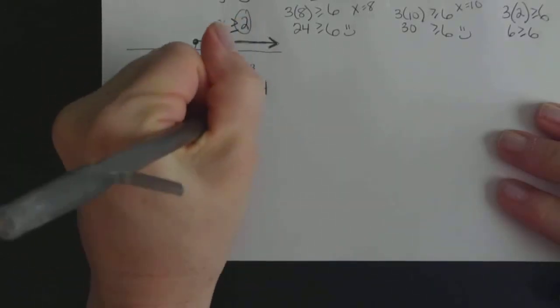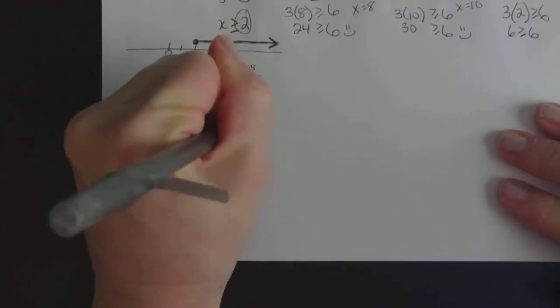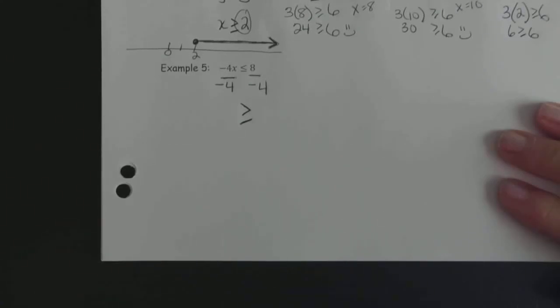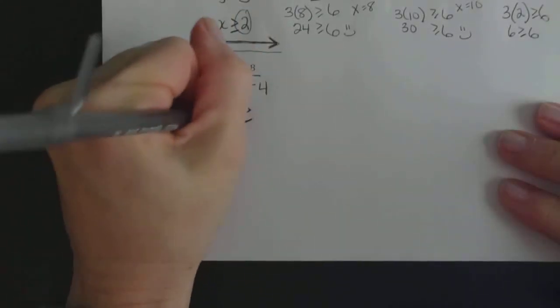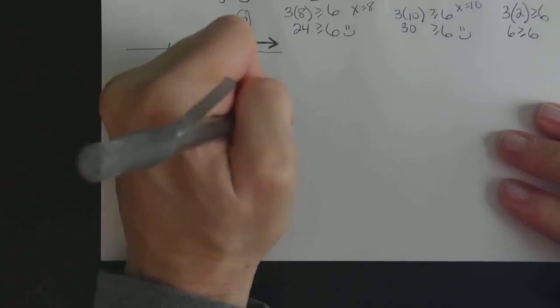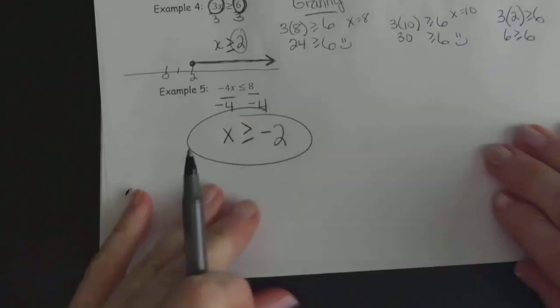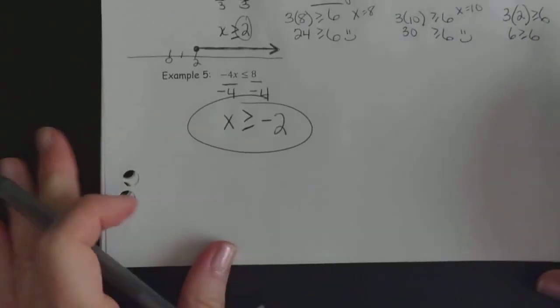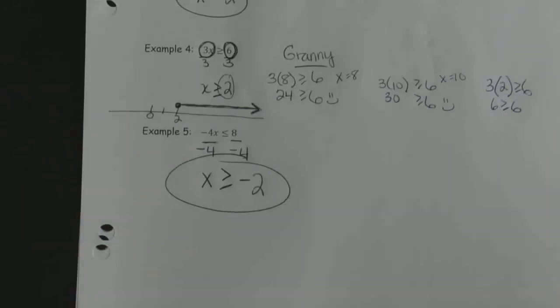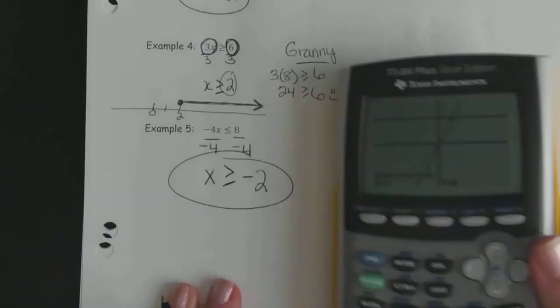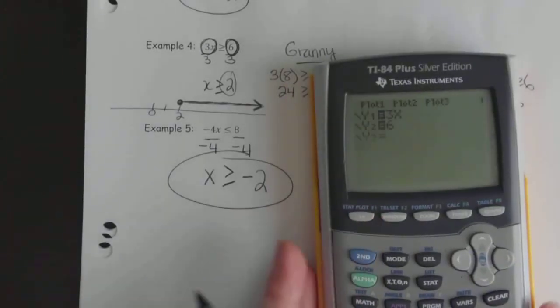Now, do you remember that crazy old rule? When you divide by a negative in the context of an inequality, you have to flip the symbol 180 degrees. And so we would have x is greater than or equal to negative 2. Right? X is greater than or equal to negative 2.